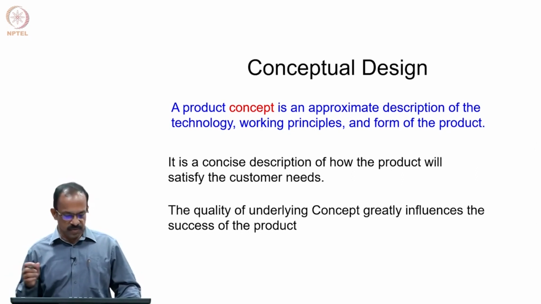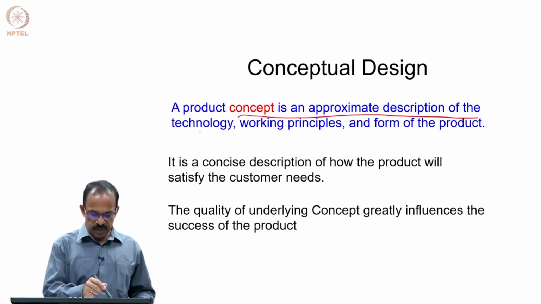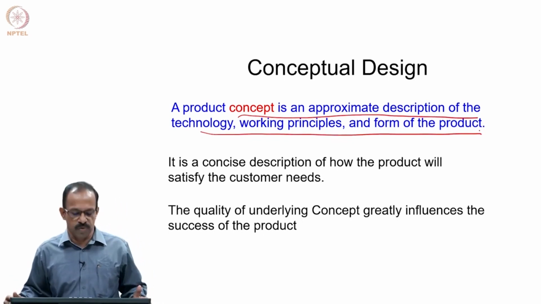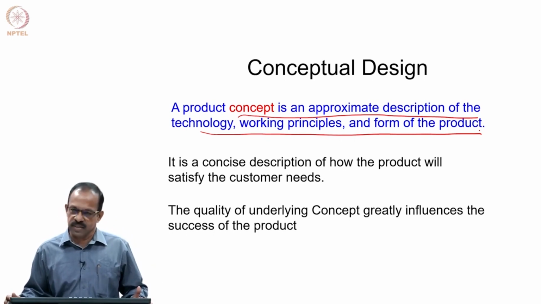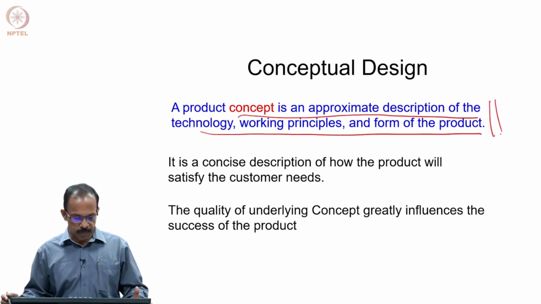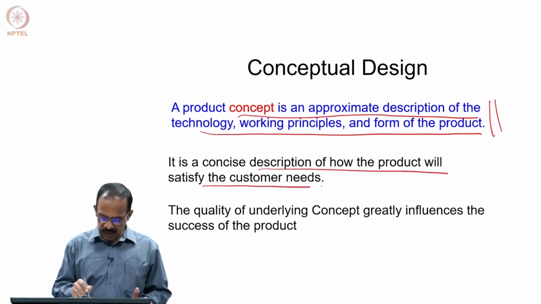So, last class we mentioned that the product concept is an approximate description of the technology, working principles and form of the product. So, at the end of this exercise you need to have an approximate description of the technology, the working principles as well as the form of the product. That is what we expect at the end of the conceptual design exercise. And it is a concise description of how the product will satisfy the customer needs.